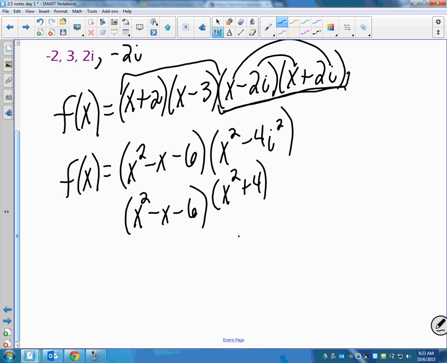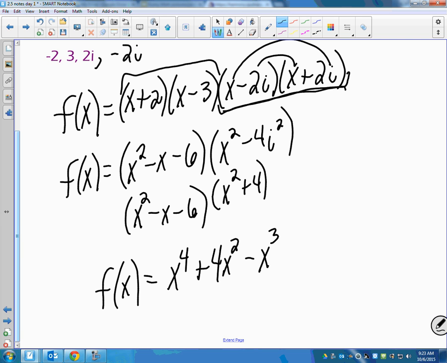Right? So you just want to keep track of all your terms, make sure you don't multiply wrong, which is very easy to do, like I did in class that one day. So I would have x to the 4 plus 4x squared minus x to the 3rd minus 4x minus 6x squared minus 24, I think. I'll make my next one.